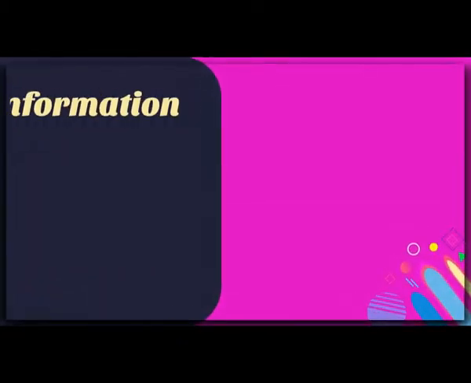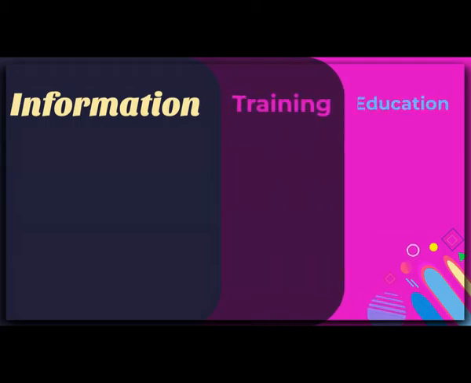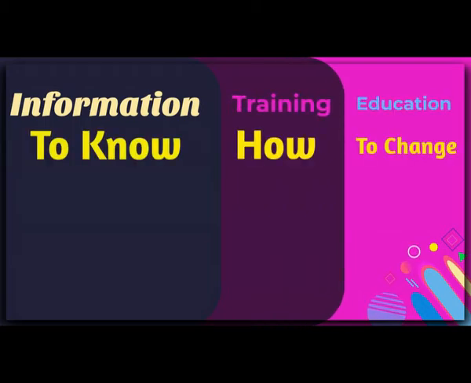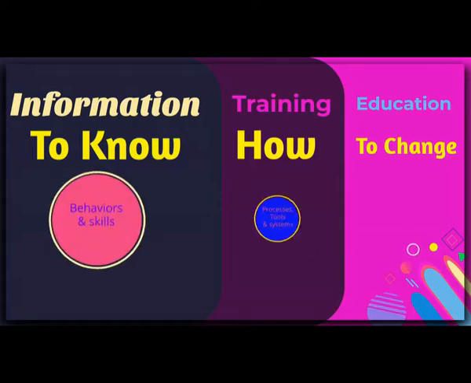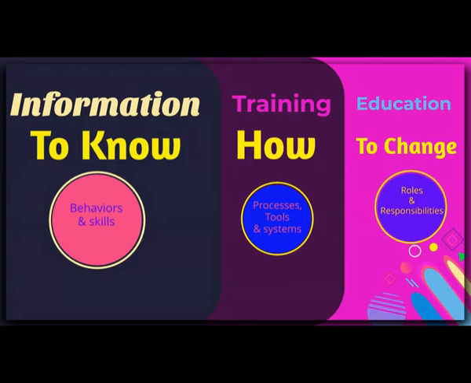It represents the information, training, and education necessary to know how to change. Training and data should include information on behaviors and skills, processes, tools and systems, and roles and responsibilities.